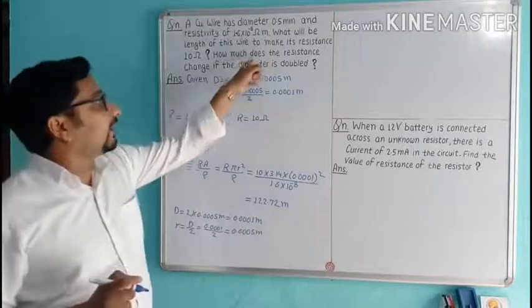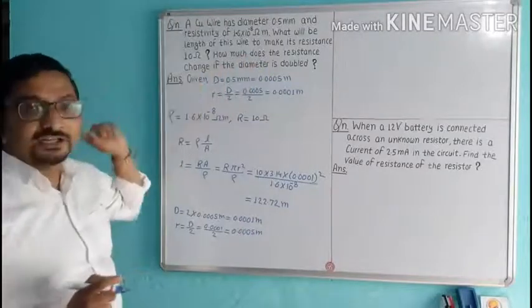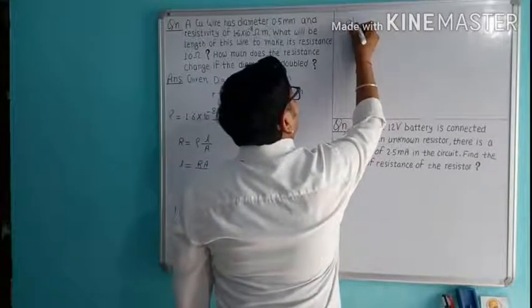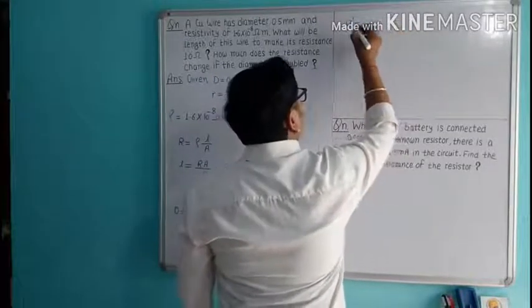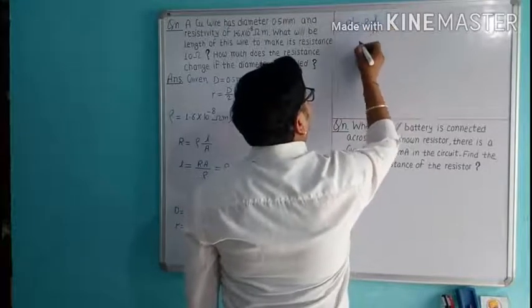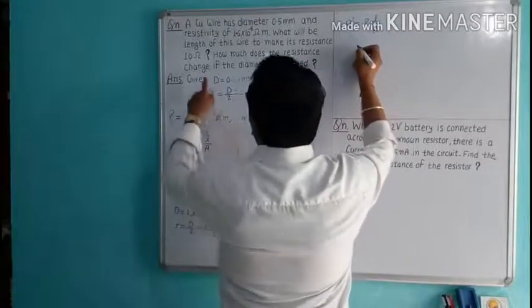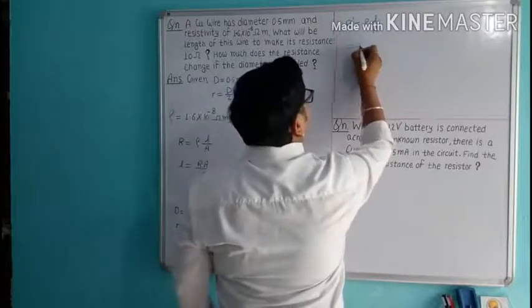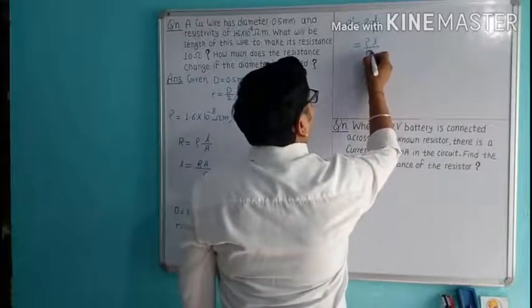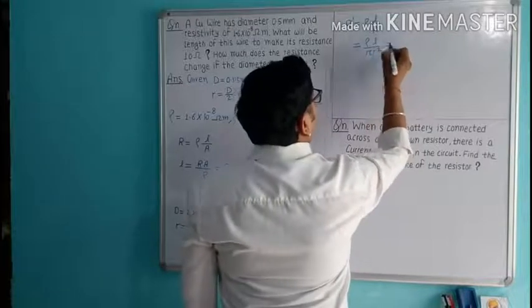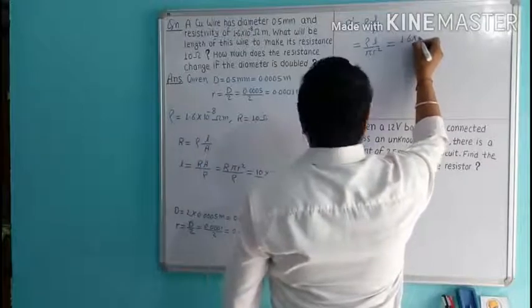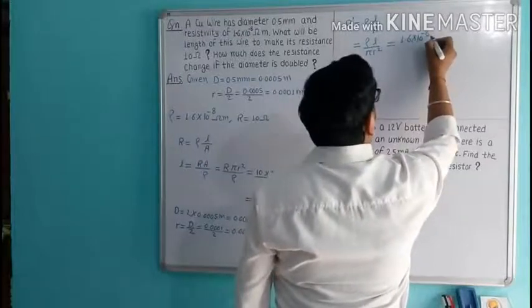Then we have to find out change in resistance. Again we use this formula, R is equal to rho L upon A. R dash is equal to rho L upon A. We have to find out change in resistance. Then rho L upon A, where A is equal to pi r square. Put the values. Rho is 1.6 into 10 to the power minus 8.